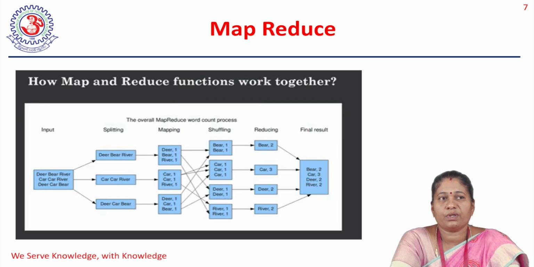Now I have to count how many rivers there are, how many deer there are, how many cars there are. So at this stage, I have to simplify my input to get my output. At last, I have to get my result. Total classifications, I will get in a simplified manner. So this is the way our MapReduce function will work.